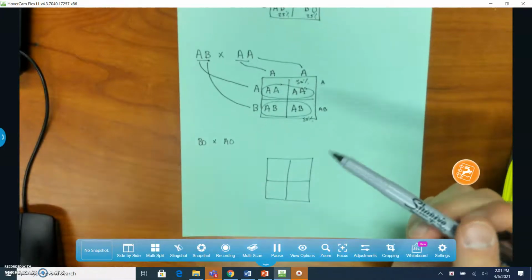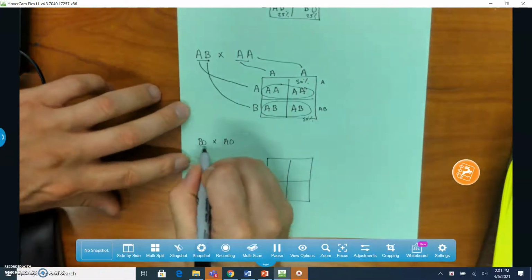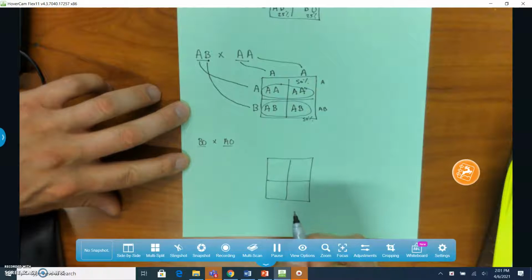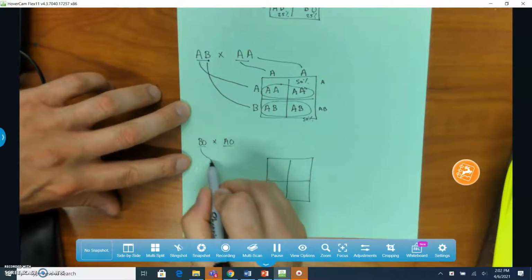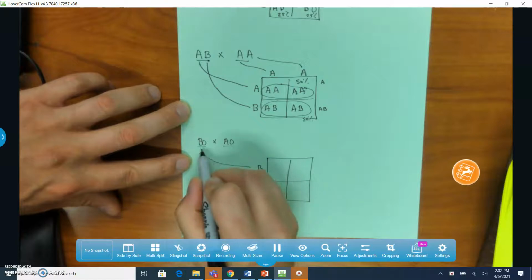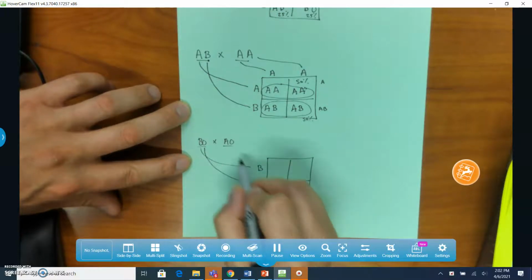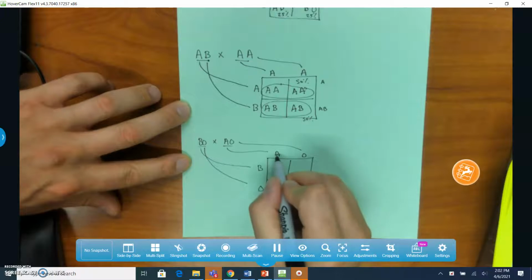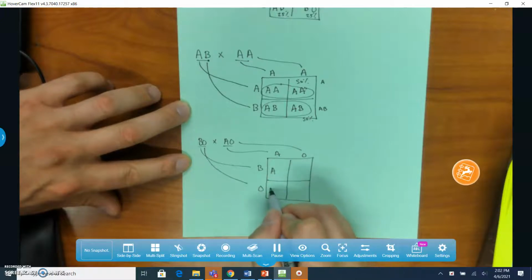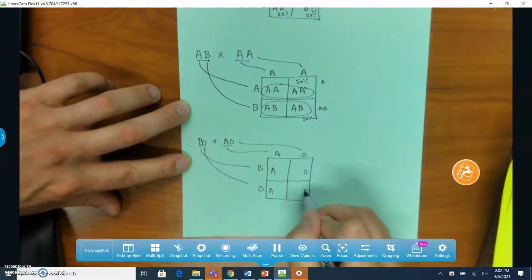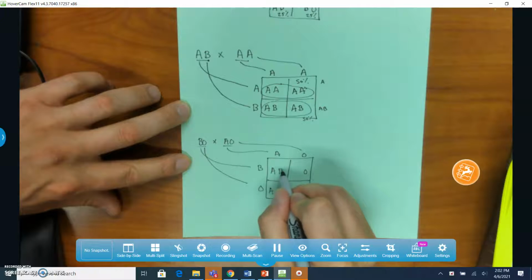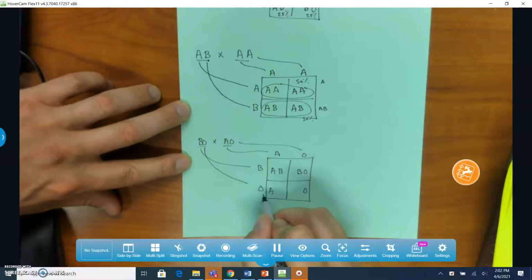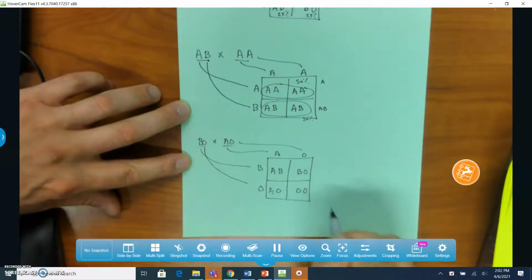Let's do one more just for good measure. Let's cross a person who is type B blood and a person that's type O blood. Both are heterozygous for their trait. So again, we'll segregate our alleles. Bring our A down and down, our O down, our B across, and our O across.